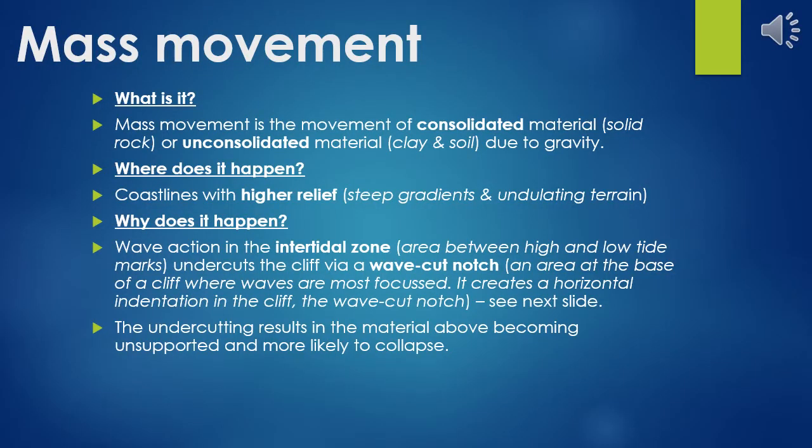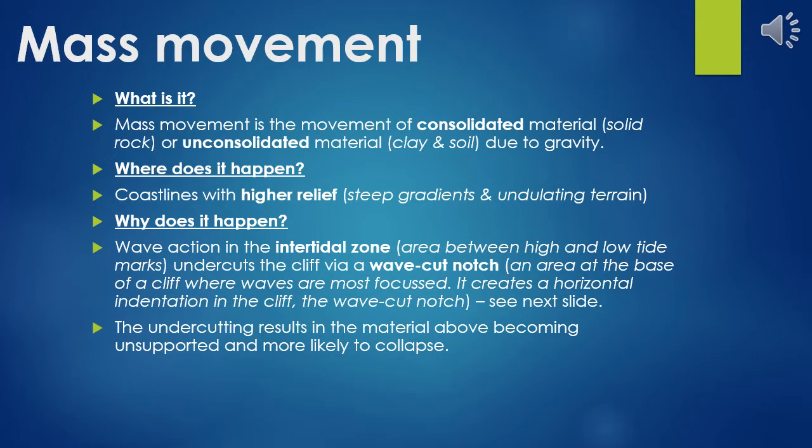Mass movement, what is it? So in its really simplest terms, it's where big chunks of rock and cliff move downwards under gravity. There are a few different types that we're going to look at today, but essentially when you hear the term mass movement, think: mass, there's a lot of it, and it moves, and it all moves downwards and it's all pulled down due to gravity. Okay, it usually happens in coastlines where you've got high relief, so that means it's really steep. It might be hilly, so it usually affects cliffs.